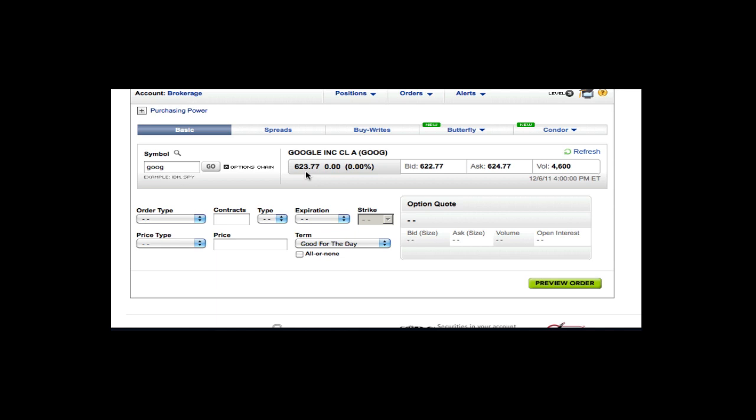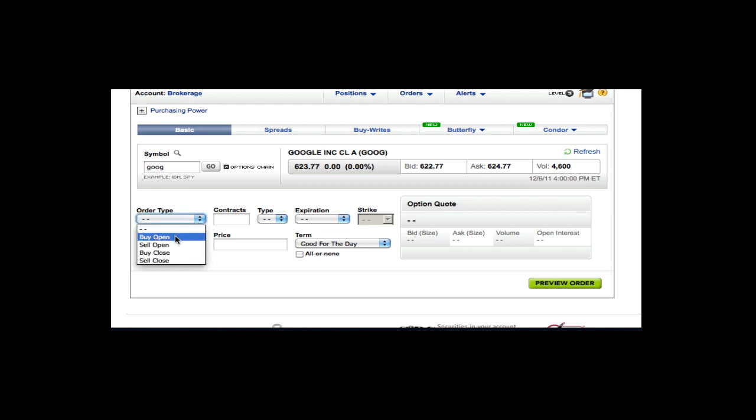Google's currently trading at $623.77. So in calculation, to buy one share of Google is going to cost you $623.77. To buy 10 shares, it's going to cost you $6,237.70. And to buy 100 shares, it's going to cost you $62,377. All you gotta do is keep adding zeros to the end of this. So we must remember that every contract means you're controlling 100 shares of a company.